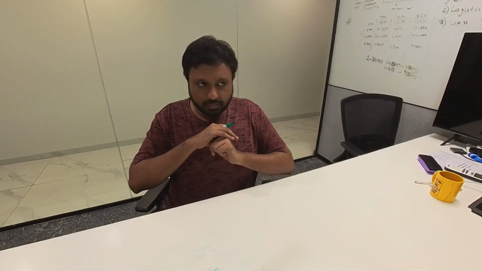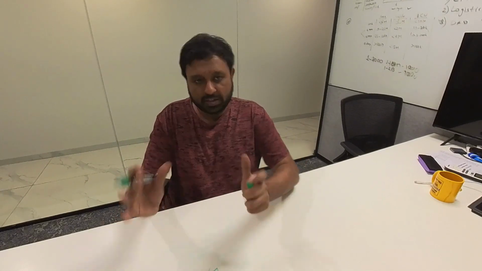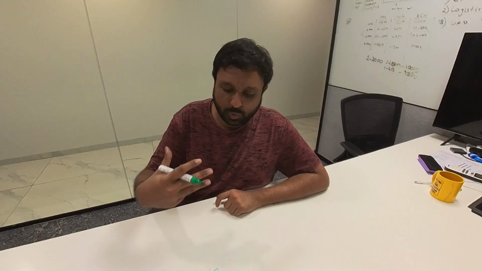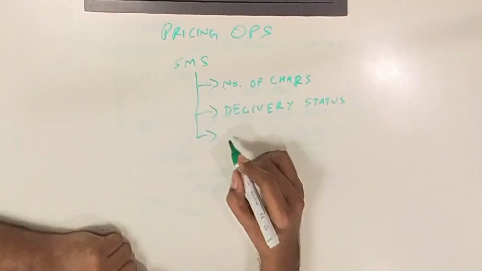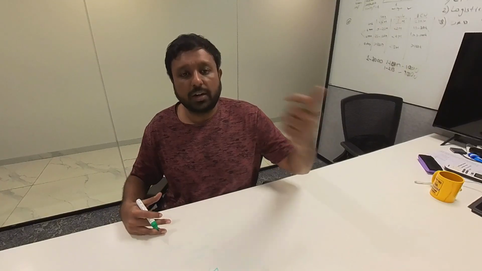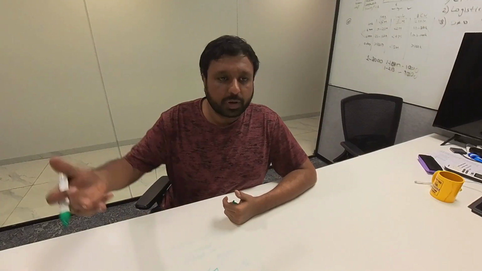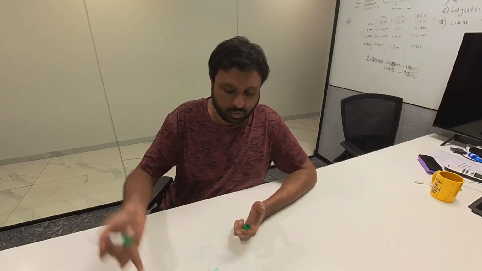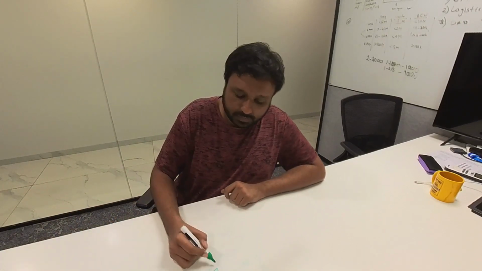Then comes the actual complexity, which basically makes it hard to manage and operationalize, right? The number of dimensions that are involved when it comes to managing pricing. So first is the country, right? So in an SMS, you are basically dependent on which country you're sending the SMS to, and depending on that particular country, there will be different pricing, right? So there are like 200 countries in the world, so each country will have its own pricing.